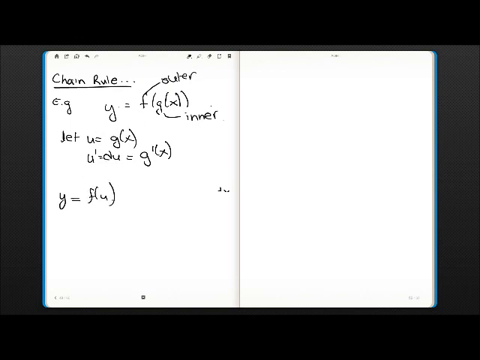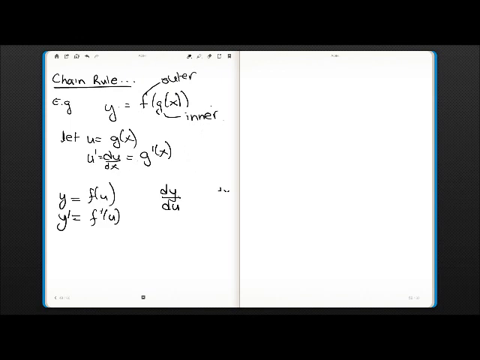f at u. Now if we want the derivative of this, we just take y prime equals f prime at u. But this derivative is in terms of u, because we're taking dy over du, but we don't want that. We want it to be in terms of x, dx. So this is in terms of x, and we want it in terms of that.